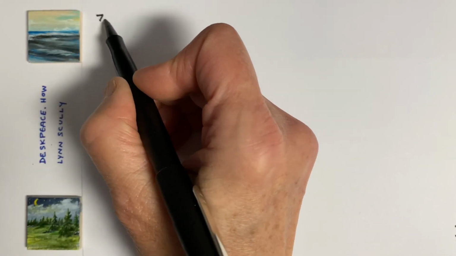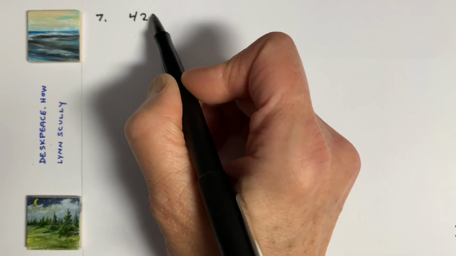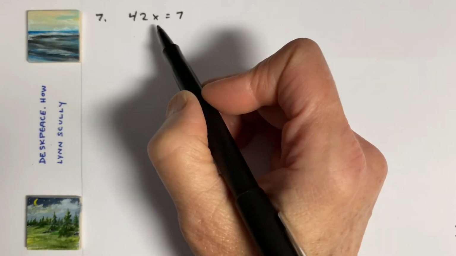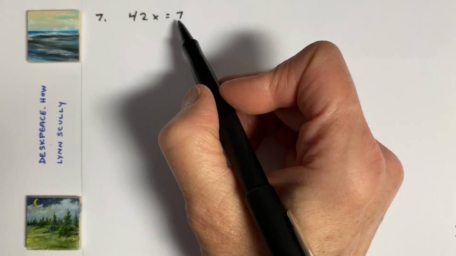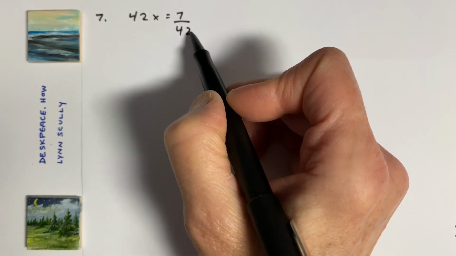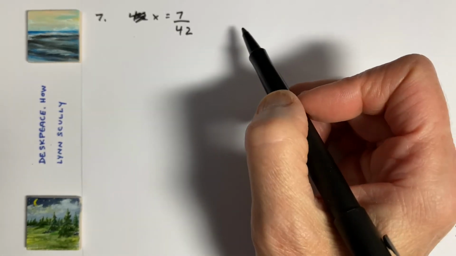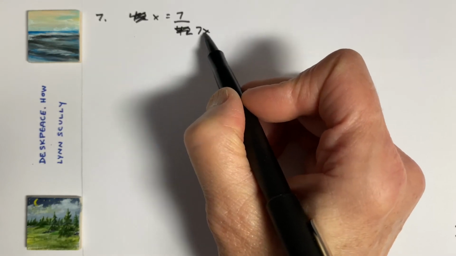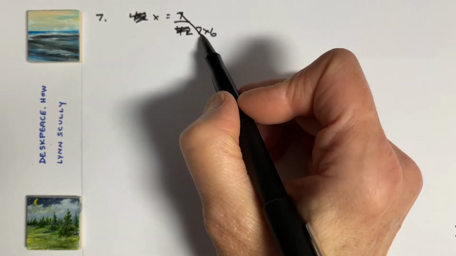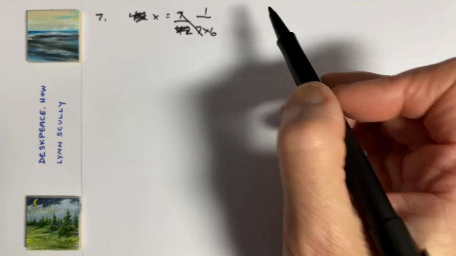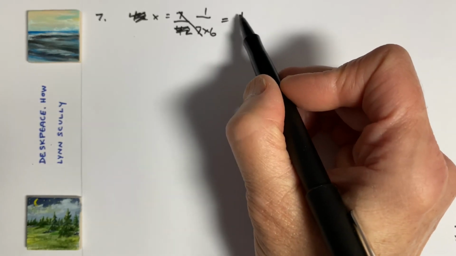Number 7. 42x equals 7. I want to get the x alone. 42 is attached by multiply. Move it by divide to the other side of the equal sign. 42 is 7 times 6. 7 over 7 goes away, leaves a 1 in the top. So I'm getting x equals 1/6.